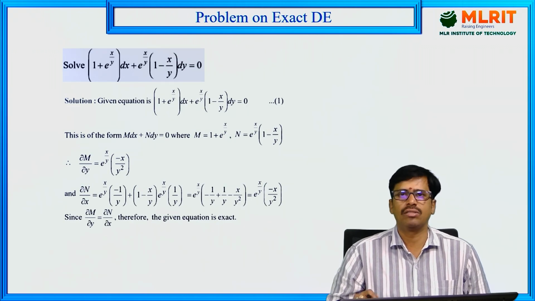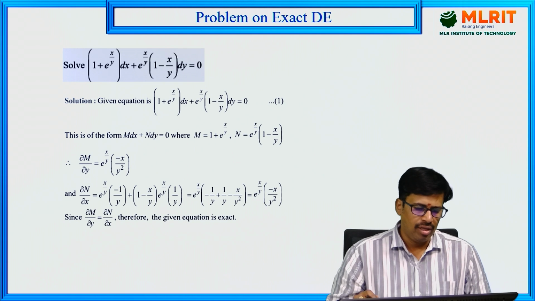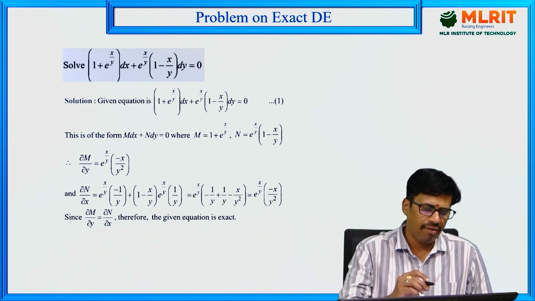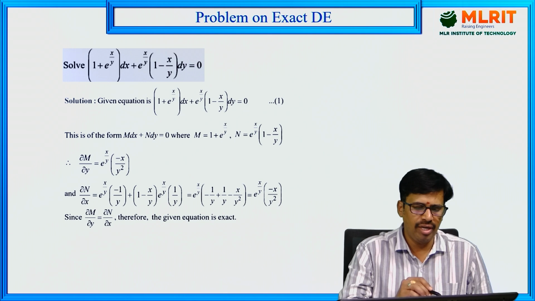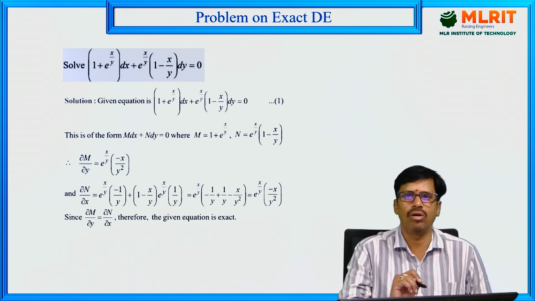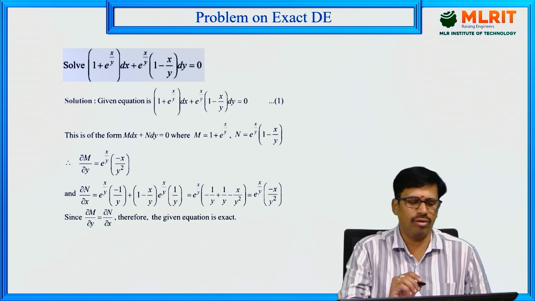Now let us solve one more problem. Solve 1 plus e power x by y dx plus e power x by y into 1 minus x by y dy equal to 0. This is a very important problem.